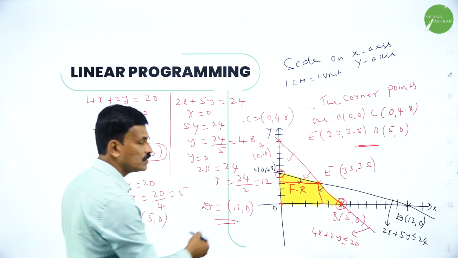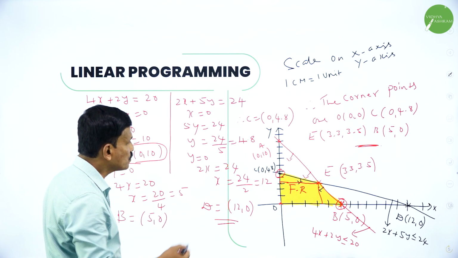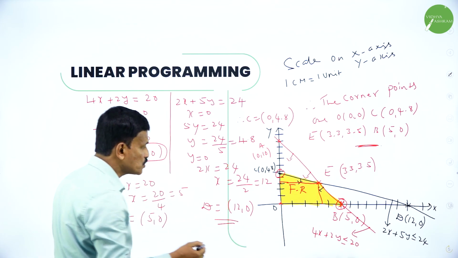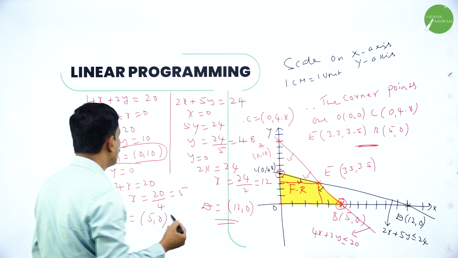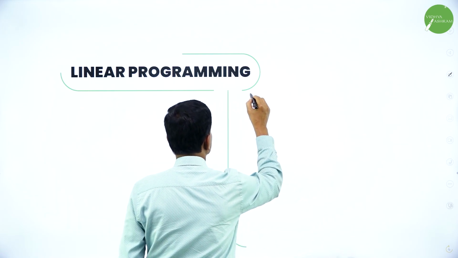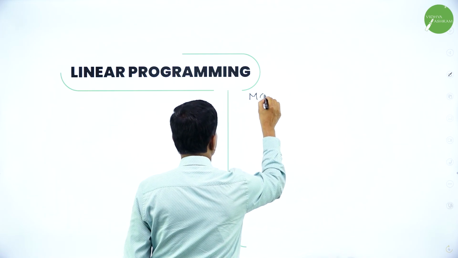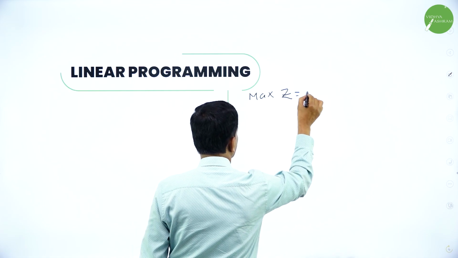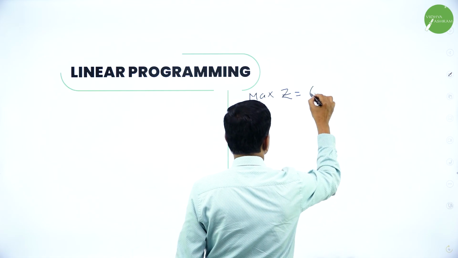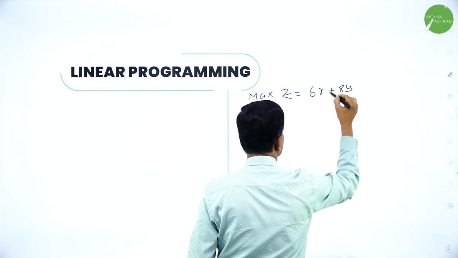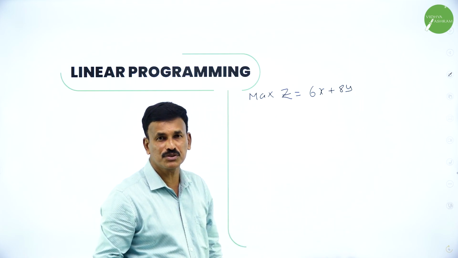Now further, what is to be found is to substitute these corner points in the objective function. Just write the objective function. What is the objective function? Max Z = 6x + 8y is the objective function.